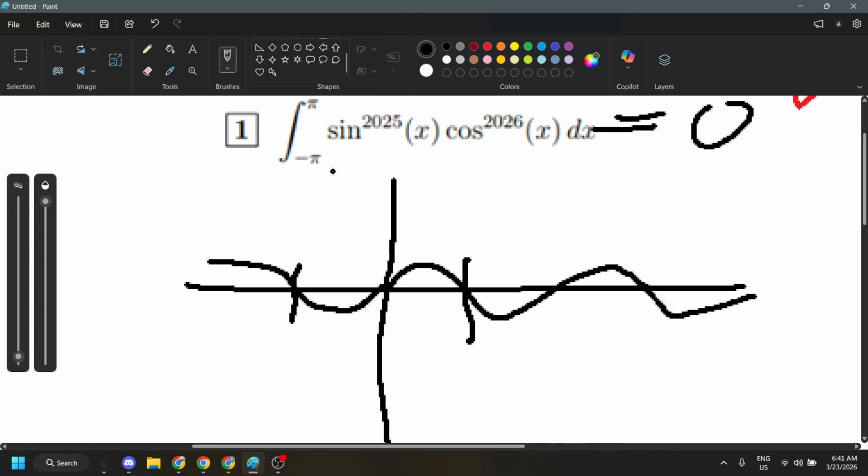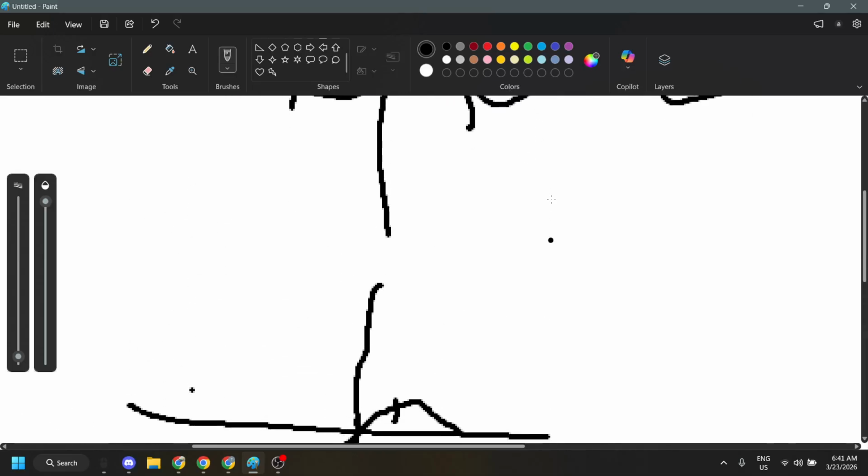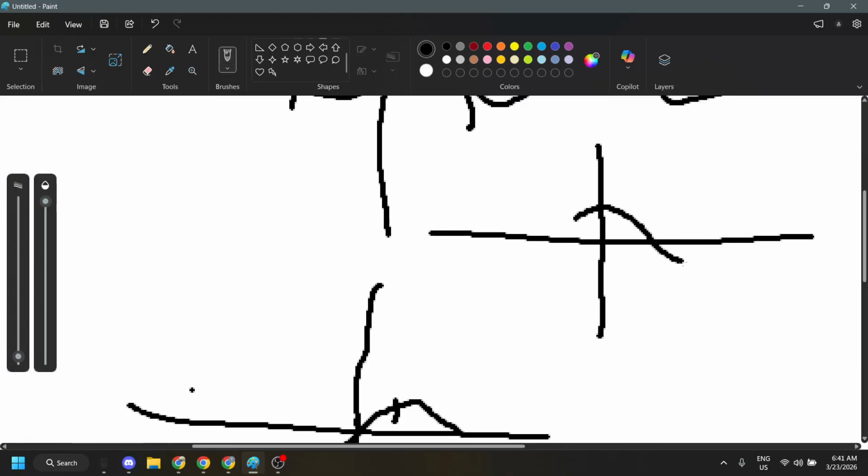We see the bounds here. This is from negative pi to pi. We know that's negative a to a, so that's fine. Now we look at cosine. Cosine to the 2026 is even. How do we know this? Let's first look at cosine. Cosine is an even function, we can see. It will look like this. Even means it's the same flipped here and here.